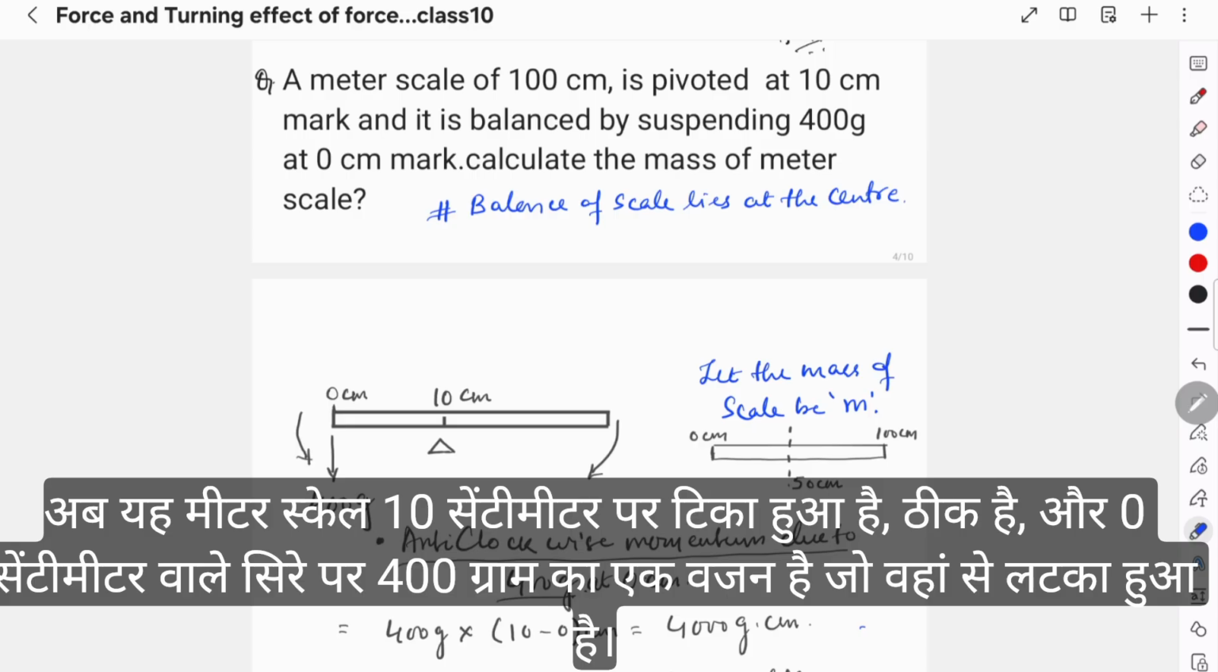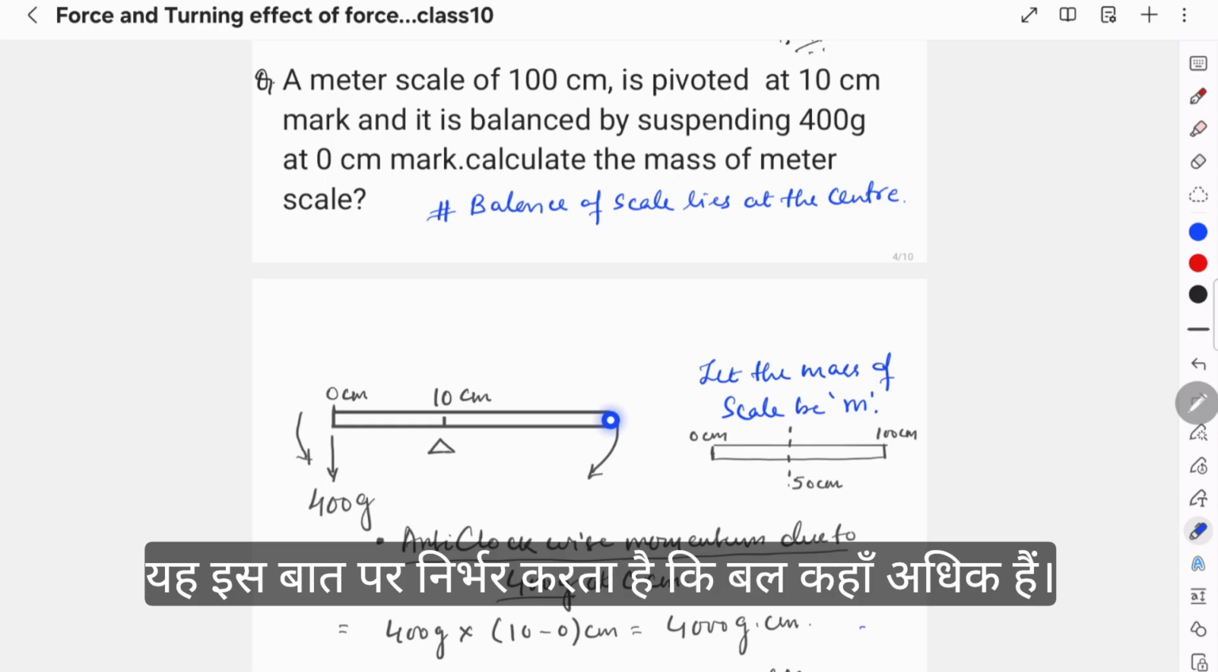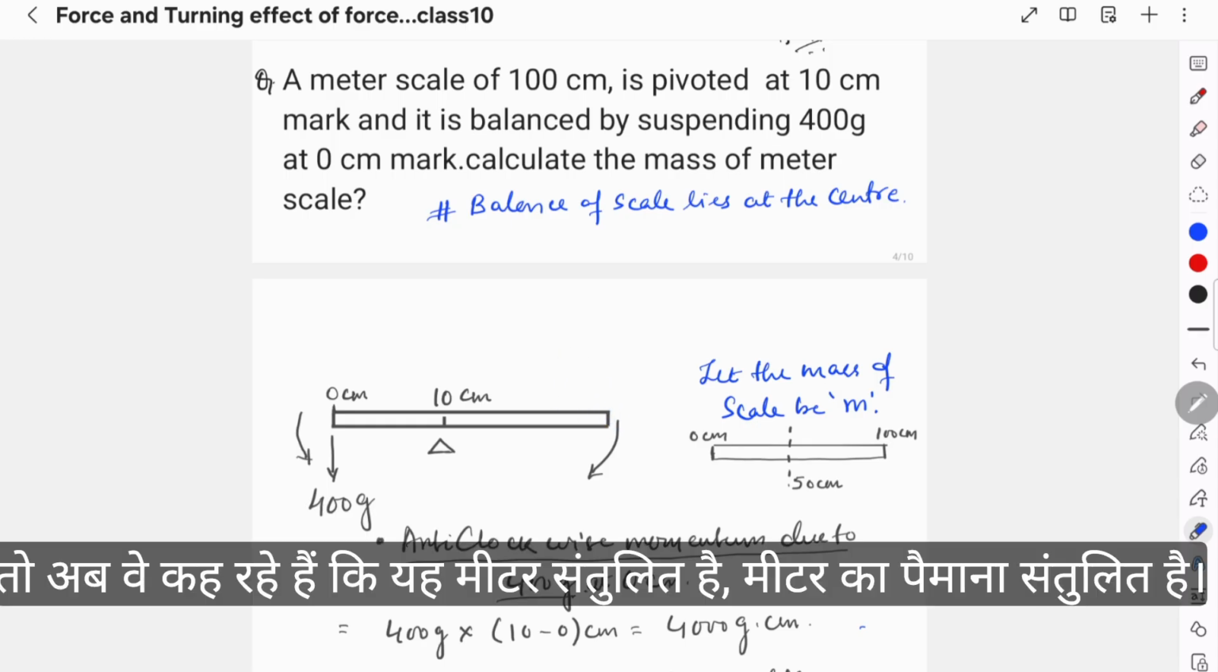Now this meter scale is pivoted at 10 centimeter. And we have a weight at the 0 centimeter end, which is 400 gram, and it is hanging from there. So what can happen is either it will go in this direction or it will go in the other direction. It depends upon where the forces are more. Now they are saying this meter scale is balanced.